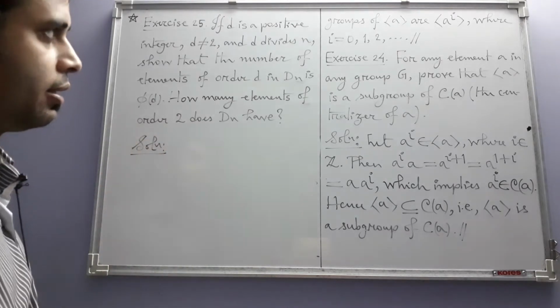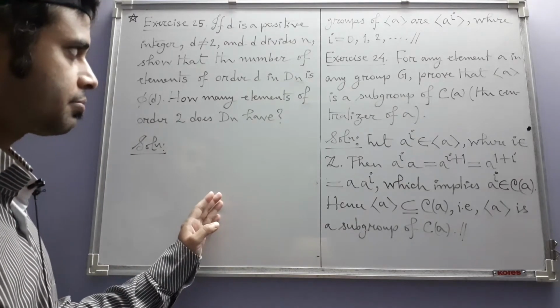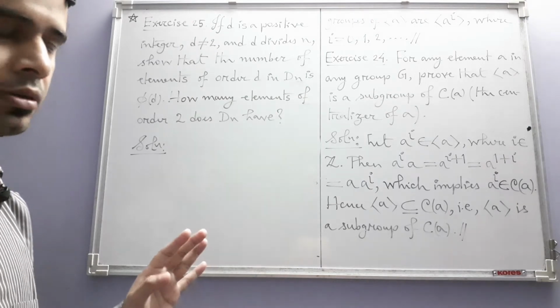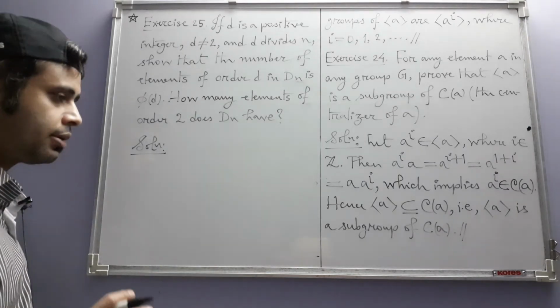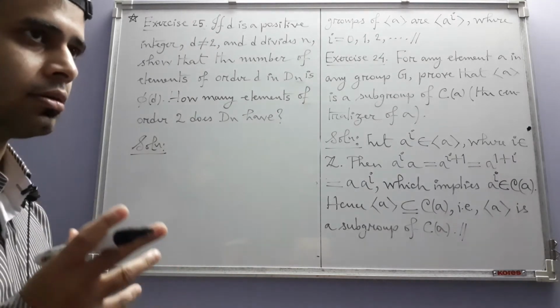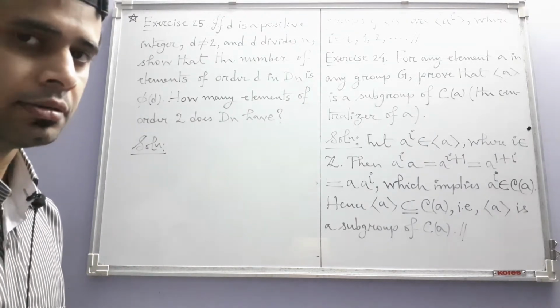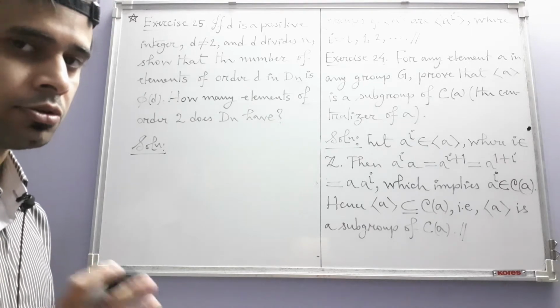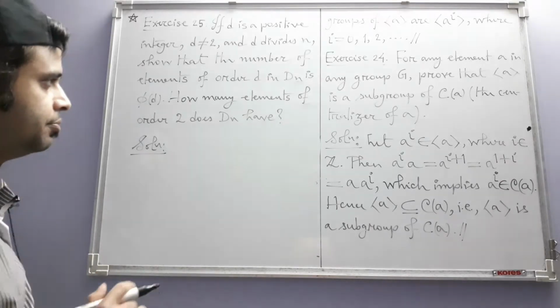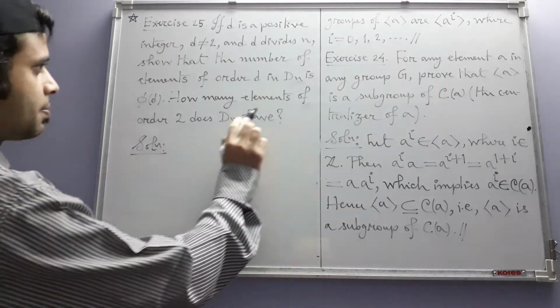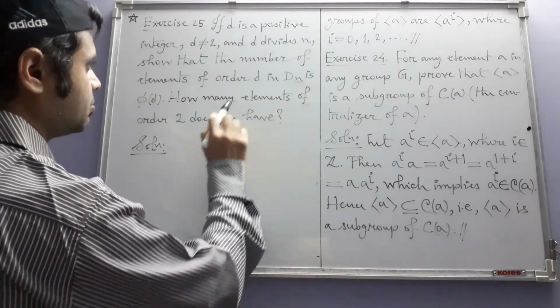Keep in mind that Dn itself is not a cyclic group. This we already know. So we cannot apply any result about cyclic groups on the entire Dn, because it's known to be not a cyclic group. So we have to be careful before we apply something.